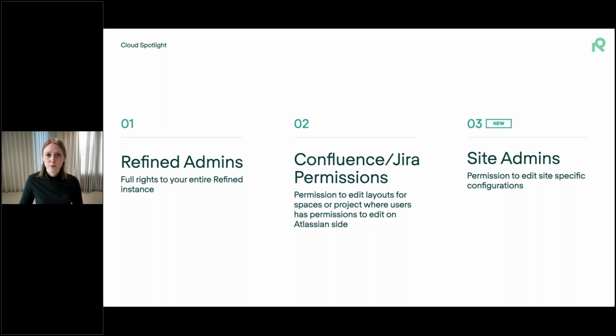So now there are 3 levels of admin rights on your site. As you know, there is the refined administrators with the power to do everything across all of your sites. Secondly, we have the space or project level edit permissions on the Atlassian side, which gives you the ability to edit the page layout for the respective spaces or projects. And now we also have site administrators. The site admin is ideal for larger or security conscious companies, or even if you're a smaller company but managing multiple sites, the site admin is something for you.